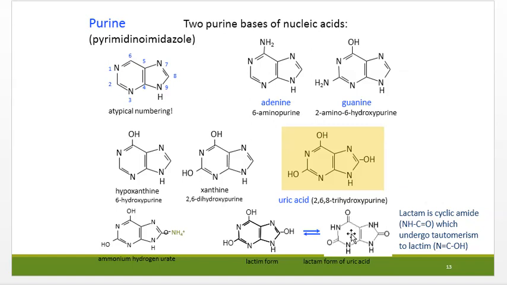But in lactam form, as you remember, my dear students, you can see this carbonyl group, carbon bonded with oxygen by double bond. Okay, so you know that an OH group can't exist on a double bond because the hydrogen of the oxygen will migrate to the nitrogen, and we can form the lactam form of uric acid. Lactam is a cyclic amide which undergoes tautomerism to lactim. But this molecule is the structure of ammonium hydrogen urate.